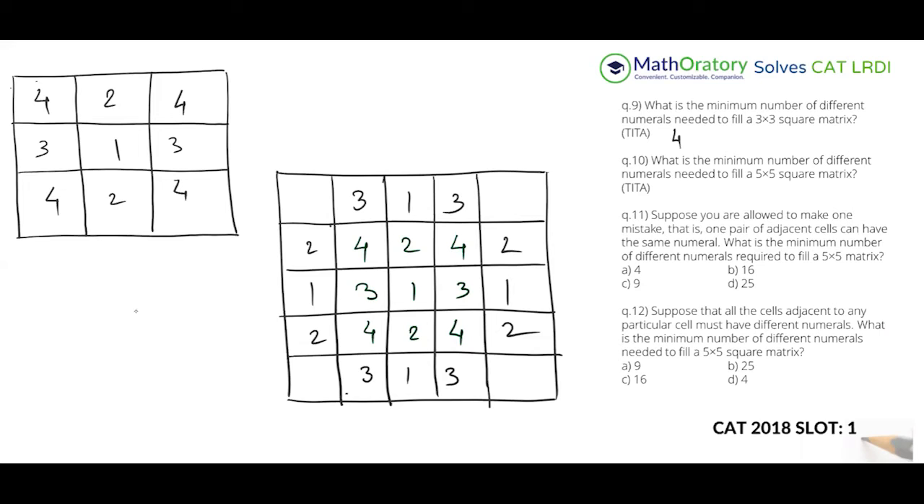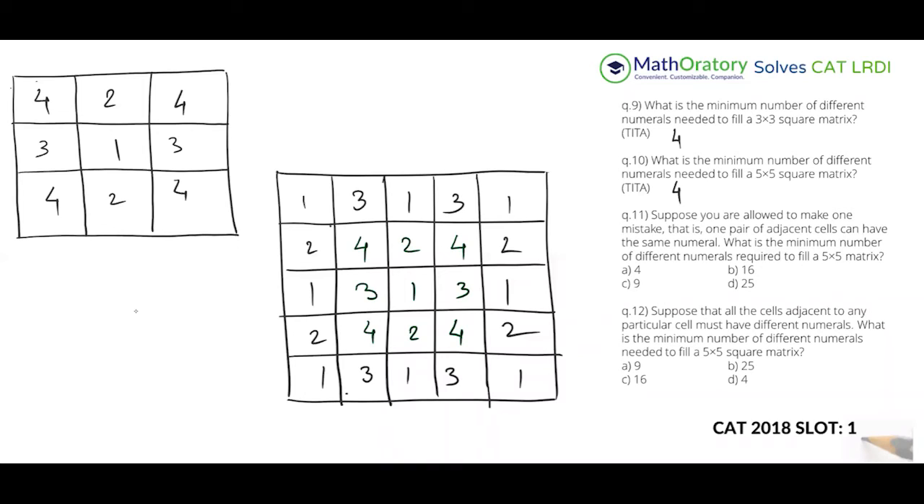So in this case, we have 2, 3, 4. So we can fill it 1. Same here, same here, same here. So this is not violating any constraint. And that was our target, to fill it up with 4. We know that we cannot do it in less than 4. So question 10 also, the answer is 4.